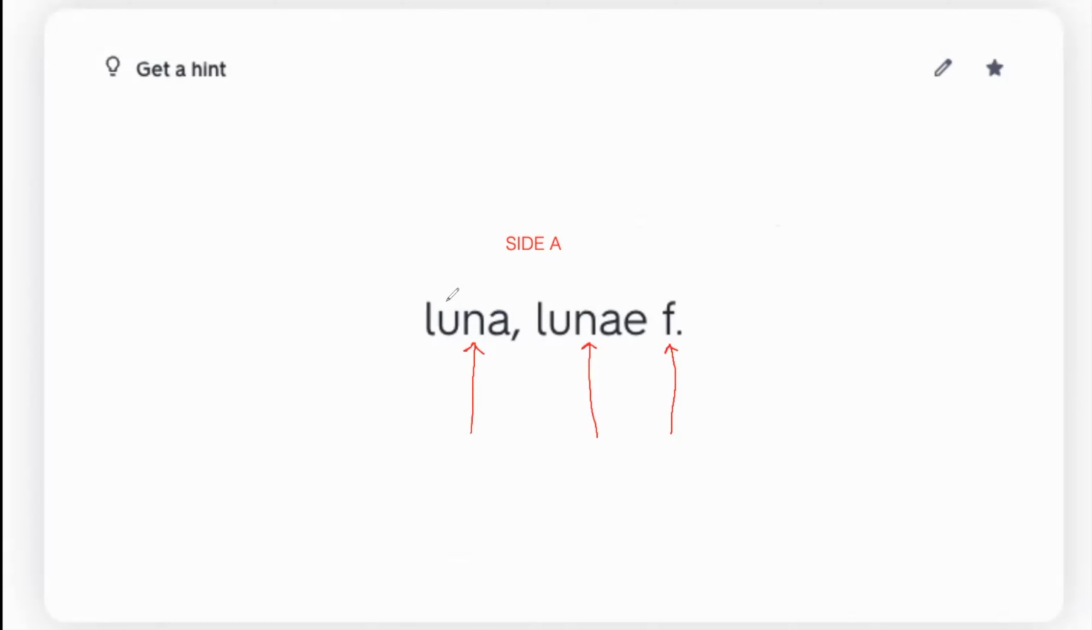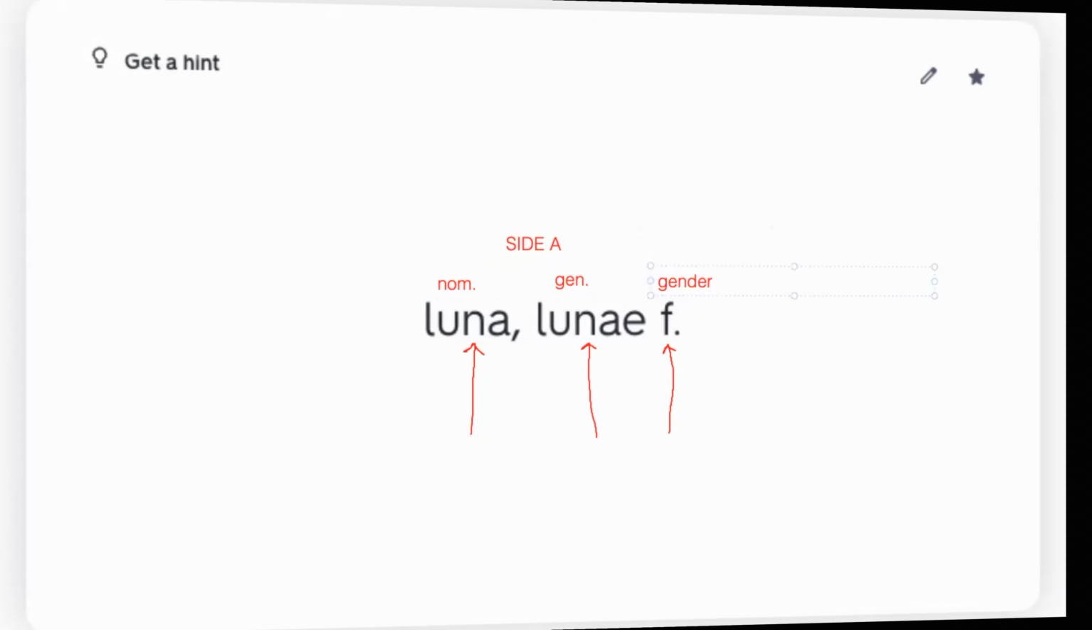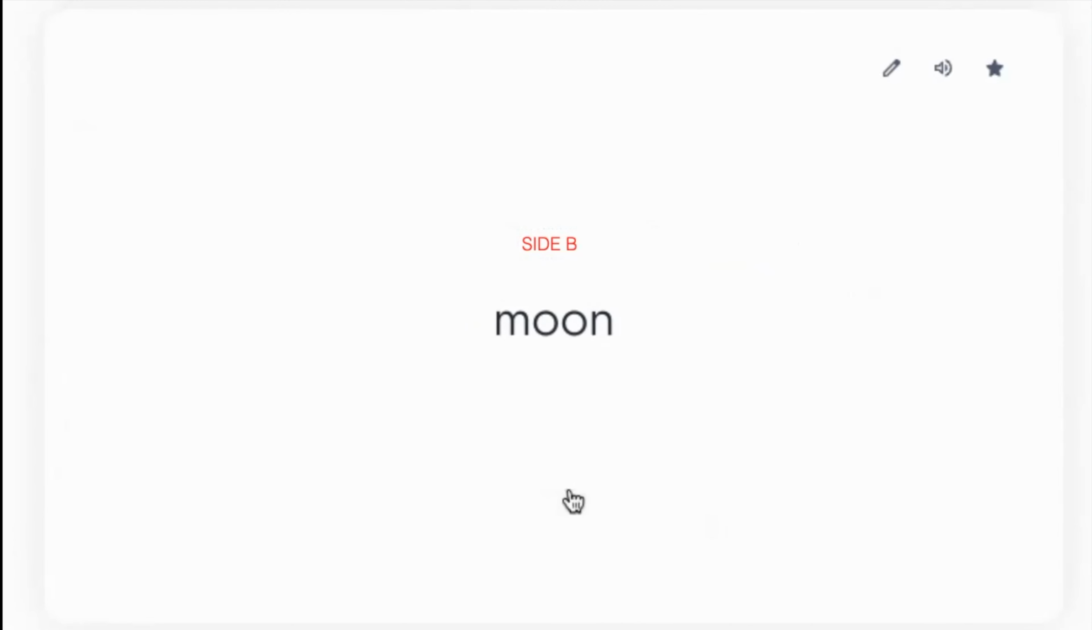The entire dictionary entry of a Latin noun must be memorized. You need all of this information in order to help you read and write in Latin. So this is side A, and then for Luna, the opposite side would be the English translation, which here is just one word, moon.